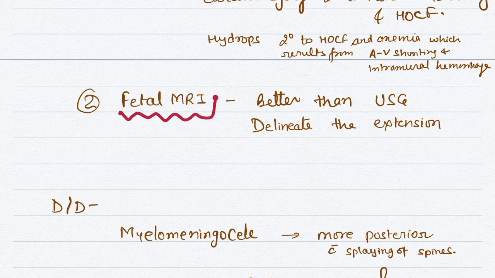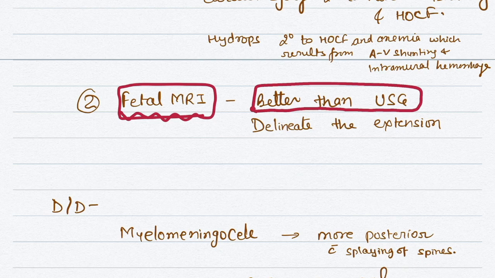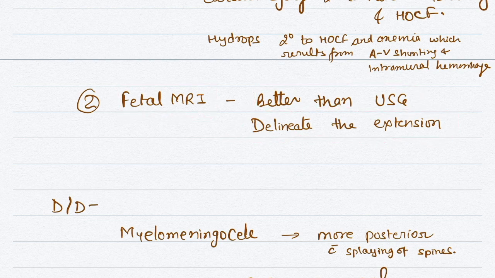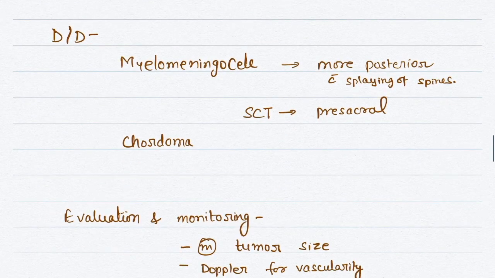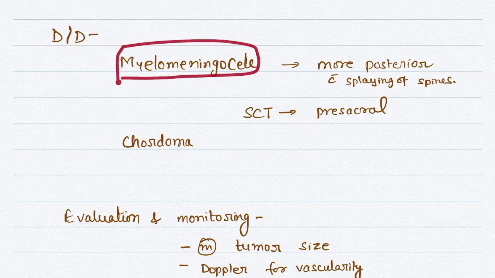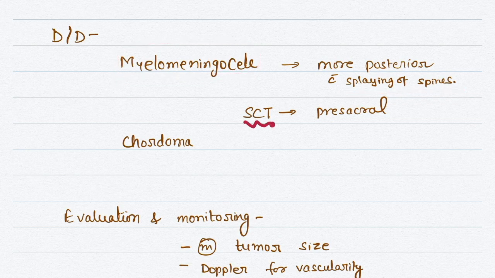Where fetal MRI is available, it can be done, and this modality of investigation is better than USG because it exactly delineates the true extension of the sacrococcygeal teratoma, and it is helpful during surgery. The differential diagnosis can be myelomeningocele, which is usually more posterior with splaying of the spines, whereas sacrococcygeal teratoma is usually presacral, so it is located anteriorly. The second differential can be chordoma.